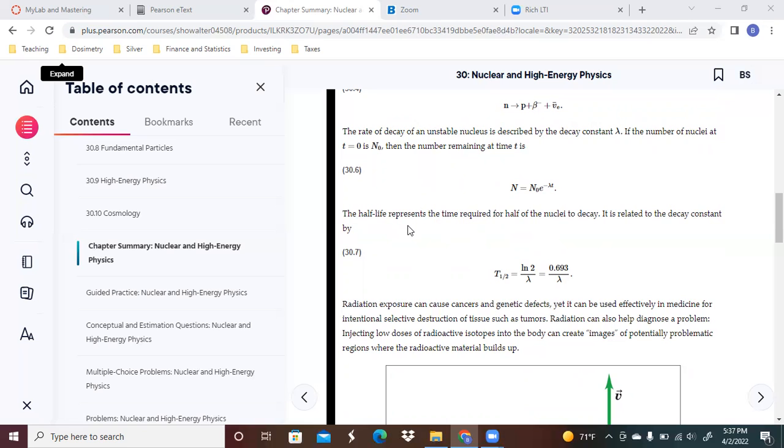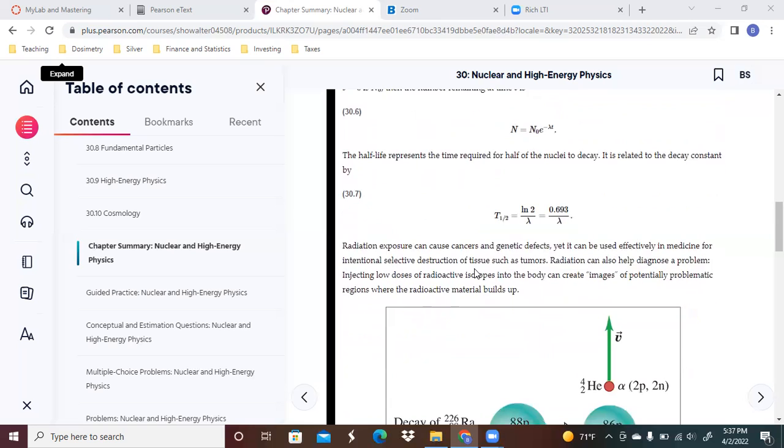Now, the half-life is going to represent the time required for half of the nuclei to decay. It's going to be related to the decay constant in this fashion. So in other words, your half-life is going to be the natural log of 2 divided by lambda.